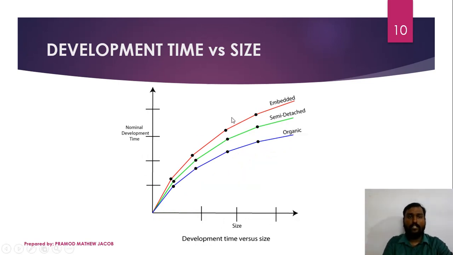Next, we are going to learn the relationship between the development time and size. As in the previous example, size is recorded on the x-axis and the nominal development time on the y-axis. As the size increases, the nominal development time also increases. Since the organic software consists of very experienced developers, the development time will be comparatively less as the size increases. For a semi-detached team, the team consists of both experienced and inexperienced developers, so it will be slightly higher than the organic and less than the embedded. And for an embedded, where the team consists of a large number of developers and the constraints are very tight, it takes too much time for development.